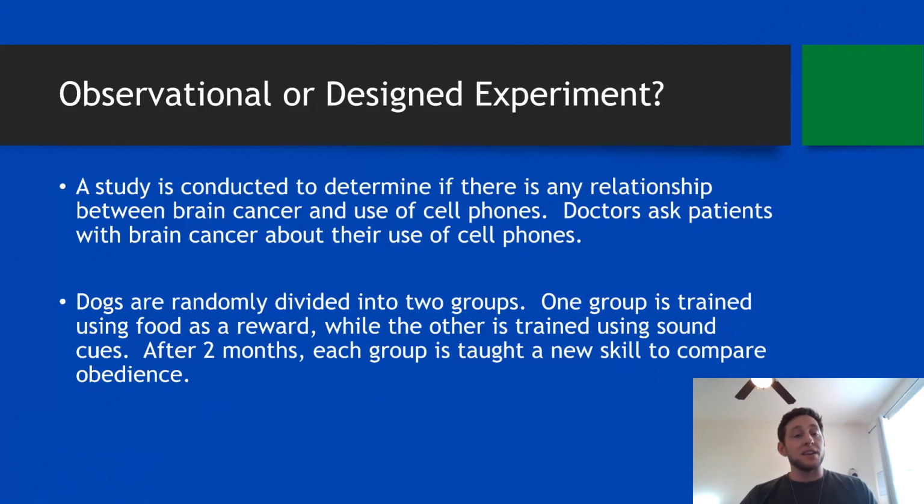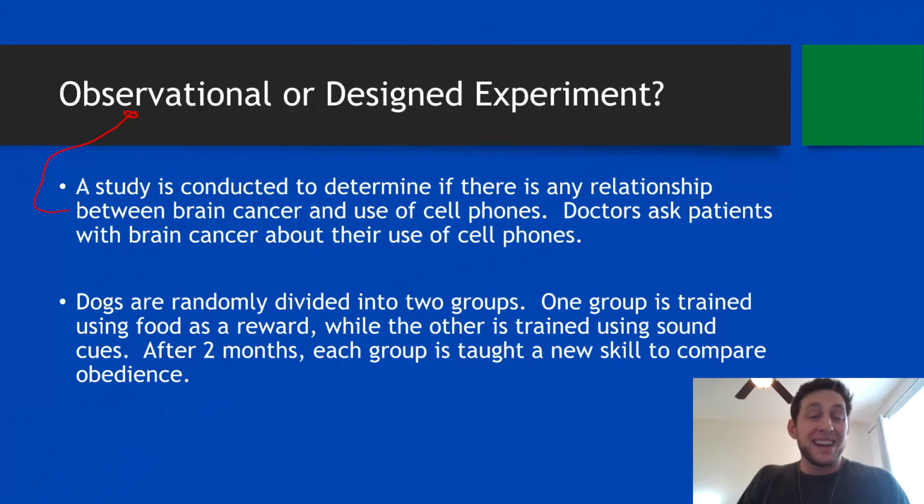For example, a study is conducted to determine if there is any relationship between brain cancer and the use of cell phones. Doctors ask patients with brain cancer about their use of cell phones. Is it an observational study or a designed experiment? This would actually be observational. The reason is I'm not doing anything to you to influence you. I'm literally just giving you a survey. Your habits are what they are with that cell phone. This would not be a designed experiment because I'm not doing anything like making you hold your cell phone to your ear, for instance.